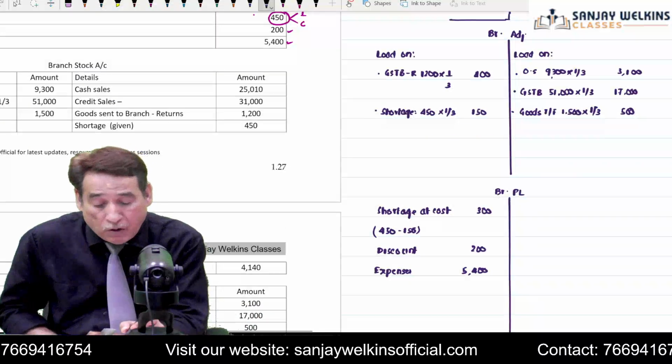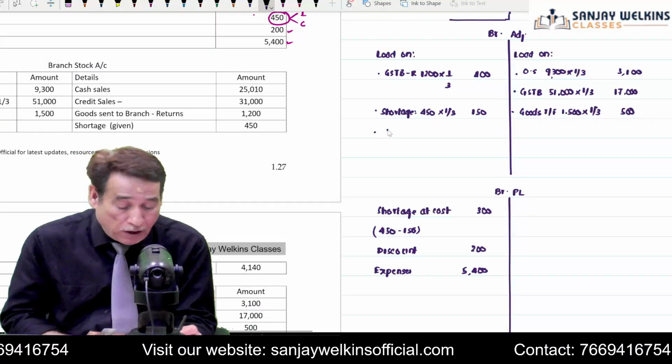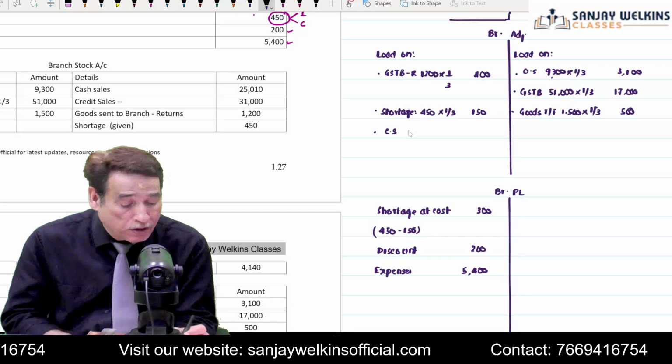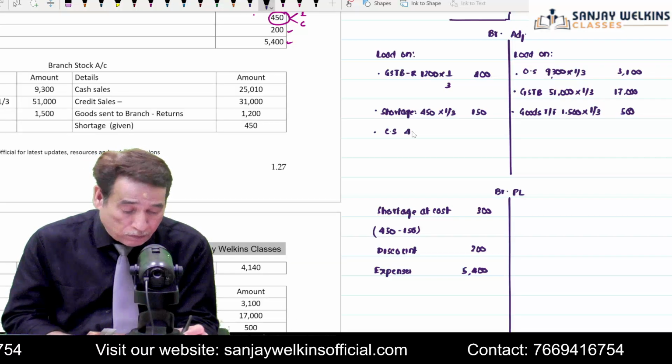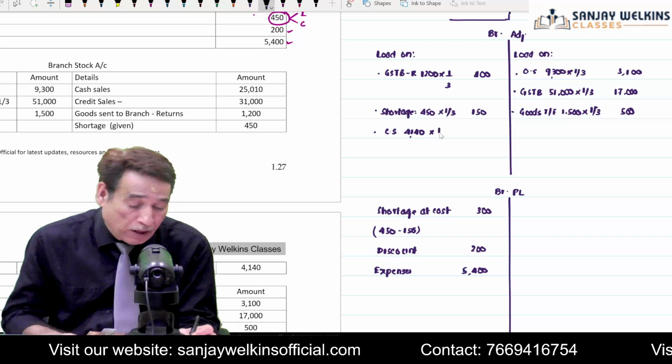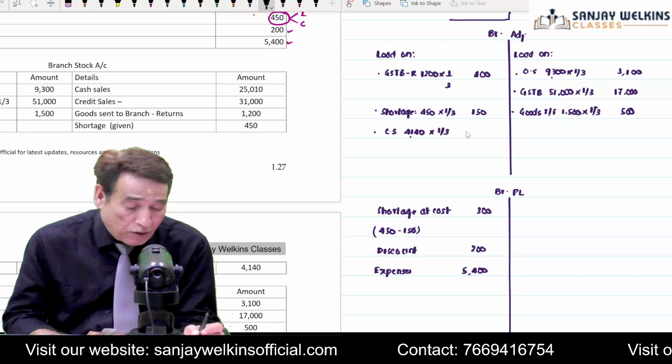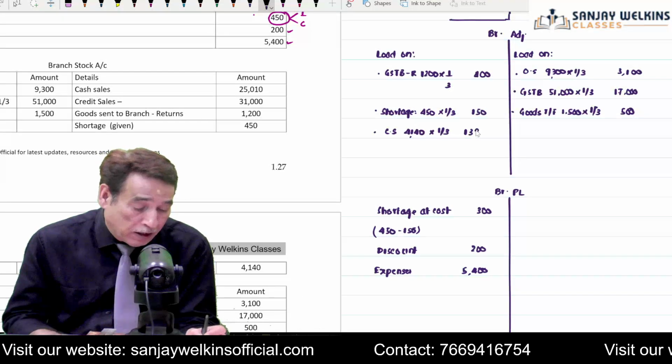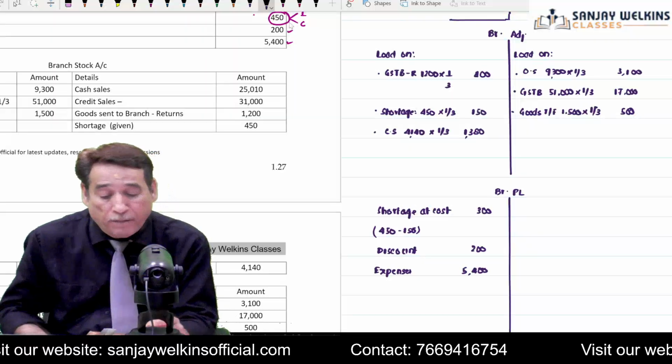Now we will take the loading also. We will write here loading on closing stock. Now closing stock is 4140 into 1 by 3. So into 1 by 3 will be equal to 1380. This will be the loading.